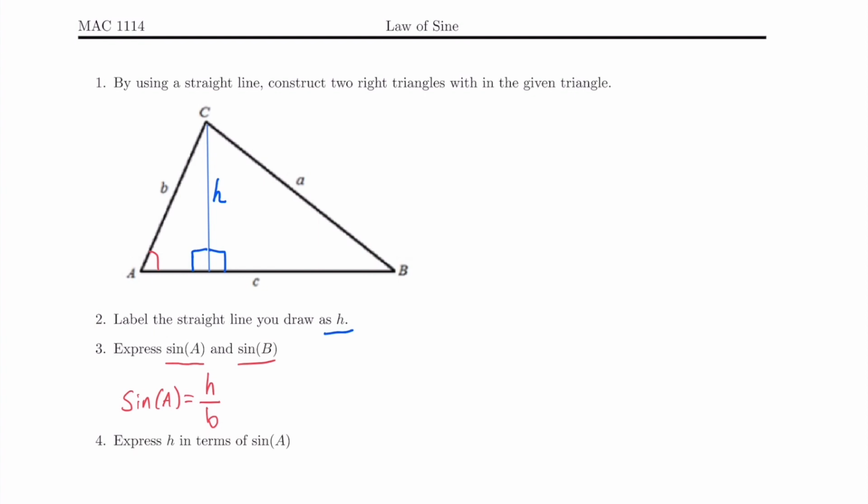And then we're going to find sine of B. For sine of B, we have to use this right triangle right here, using this angle B. Sine of angle B will be H over A. Again, all we're doing is just making observations and finding the trig function sine of two angles from a given triangle. So it can be from any triangle that is not a right triangle.